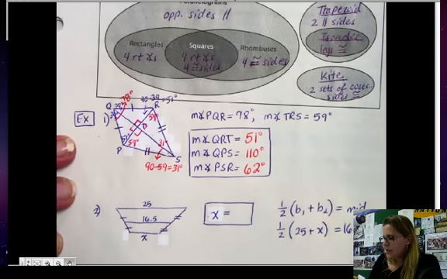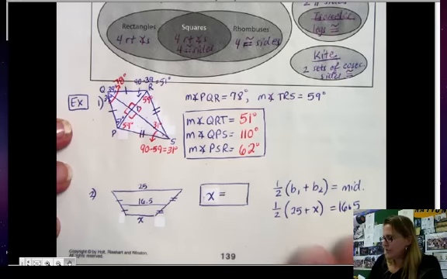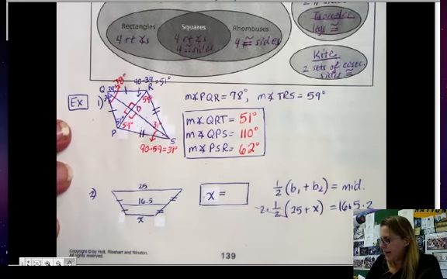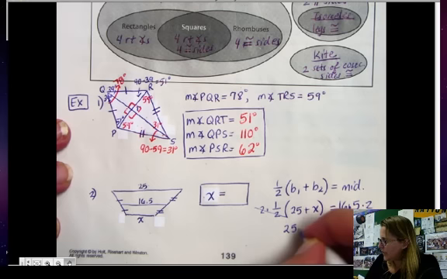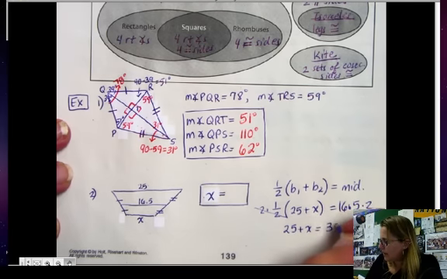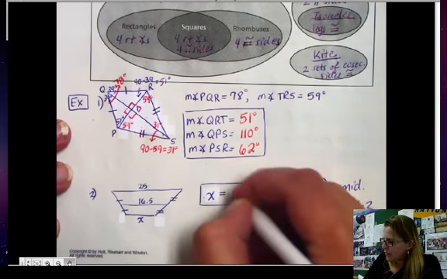So now I want to get rid of this fraction first. I'm going to multiply both sides by 2 to get rid of that 1/2 there. So I have 25 plus x equals 33. Minus 25 on both sides, and I get x equals 8. So my answer is 8.